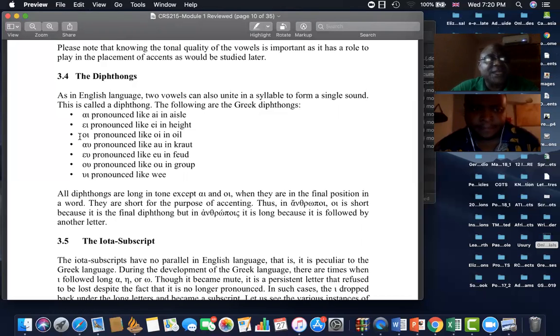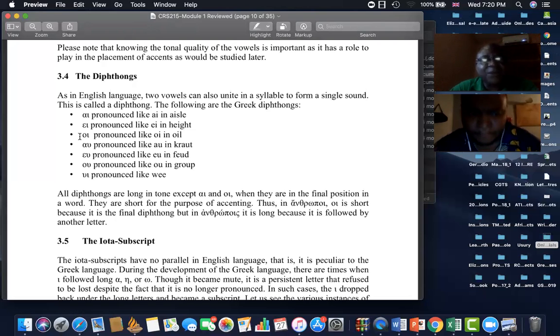The other one also is ai, as if you are pronouncing height. The third one is oi, as if you are pronouncing oil. The next one is au, as if you are pronouncing crowd. The next one is eu, as if you are pronouncing fueled. The next one is ou, for example, group. And the last one is ui.